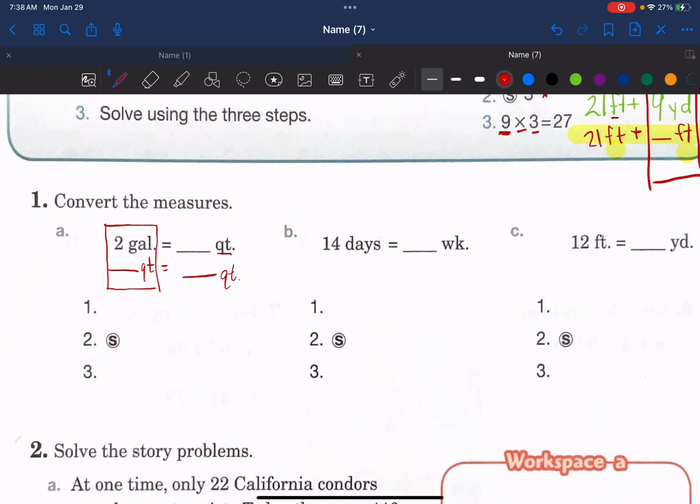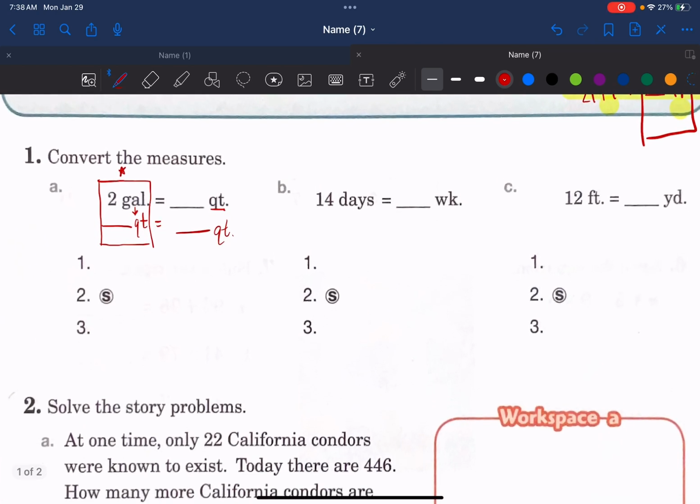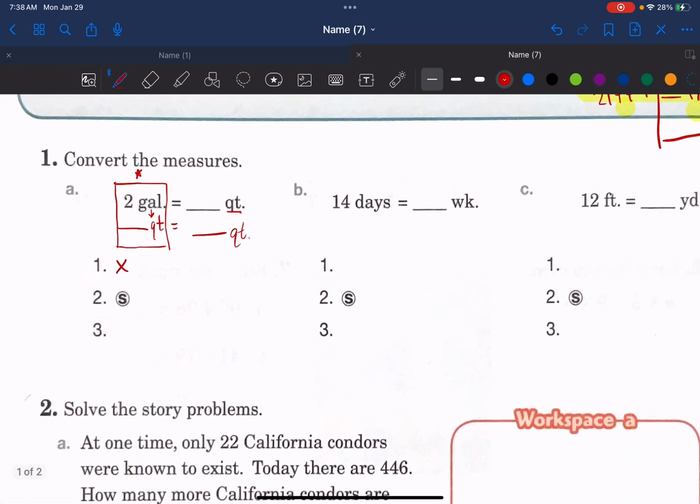Okay, now I'm going to start inside the box. I'm only working inside the box. From gallons to quarts, am I doing bigger to smaller or smaller to bigger? Gallons is bigger, and I go to smaller. So I start big, I go small, I cross over, so it's multiply.